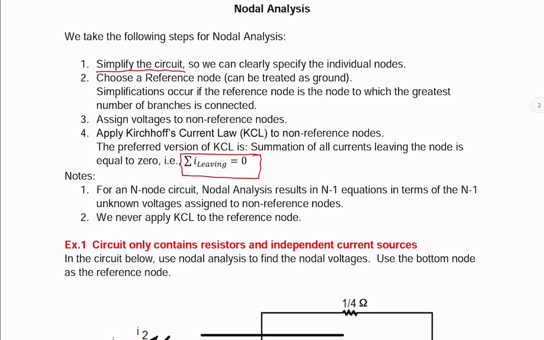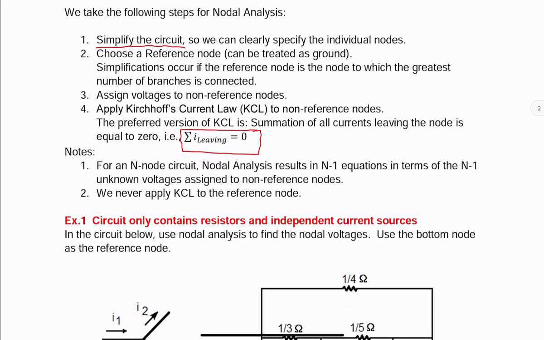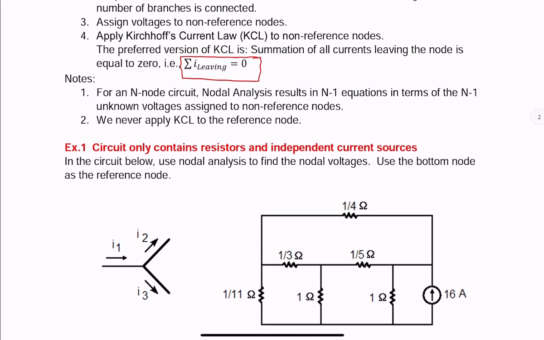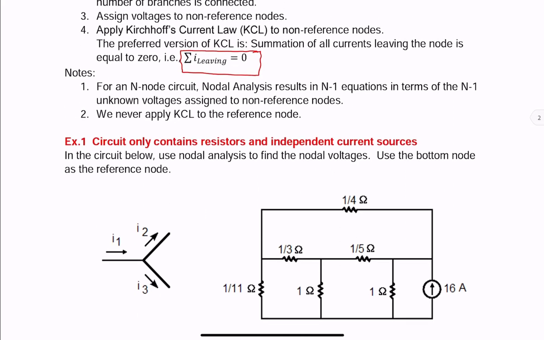In our first example, the circuit contains only resistors and independent current sources. This is the simplest possible circuit for nodal analysis. In the circuit below, we want to use nodal analysis to find nodal voltages, and the problem says take the bottom node to be the reference node.